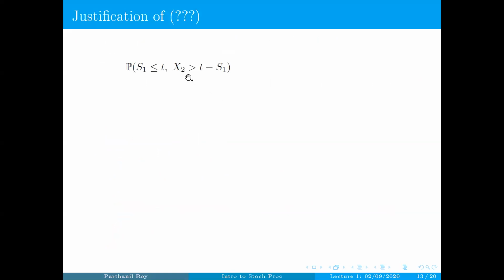So let's start from this first thing, which is probability of S1 less than or equal to T and X2 is bigger than T minus S1. Now this is same as saying the pair S1 comma X2 is in the set A, where A is the set of all (u, x) in R2 such that u is strictly bigger than 0 and less than or equal to T. That's because S1 is less than or equal to T. And S1 is always strictly positive, so that's automatic here. And X2 has to be bigger than T minus S1, which can be ensured by saying x is bigger than T minus u in the set.